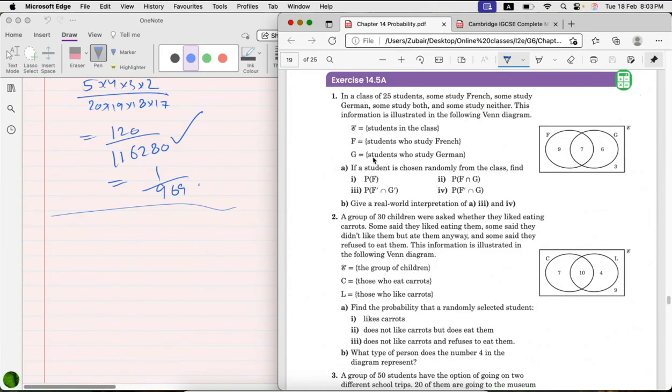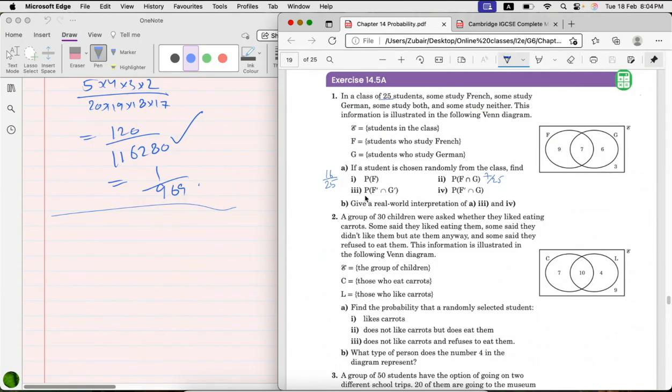Universal is given, F is given, G is given, French and German. If a student is chosen randomly from class, find the probability that they study French. So I can see in French there are 9 plus 7, 16 students out of total 25. So 16 by 25 for French. Second part says F intersection G. So the intersection part is only this, that is 7 out of 25.